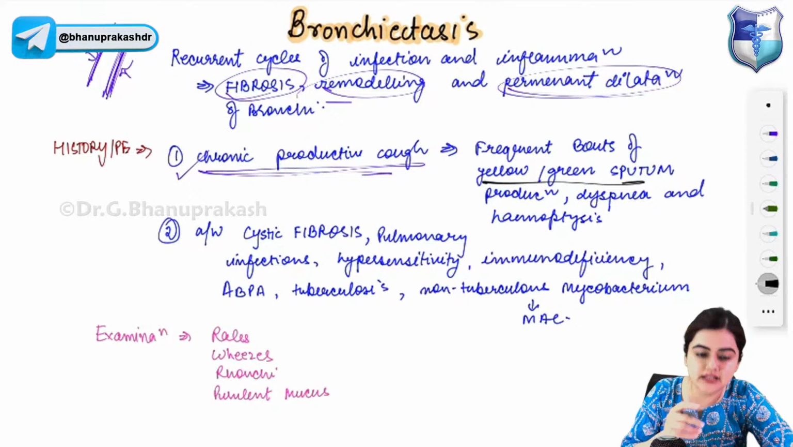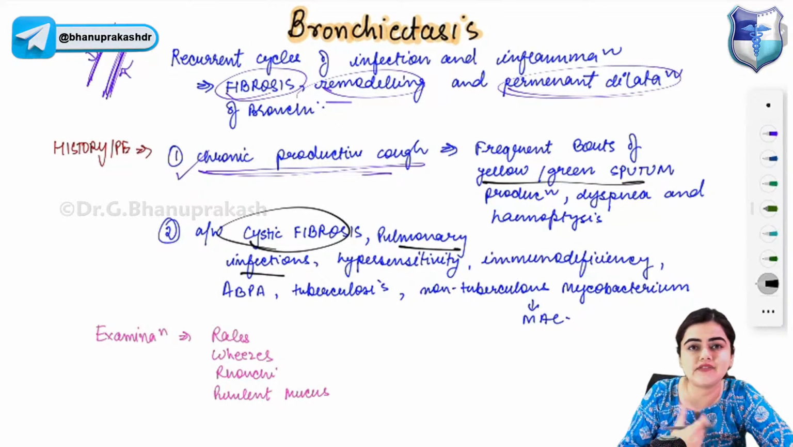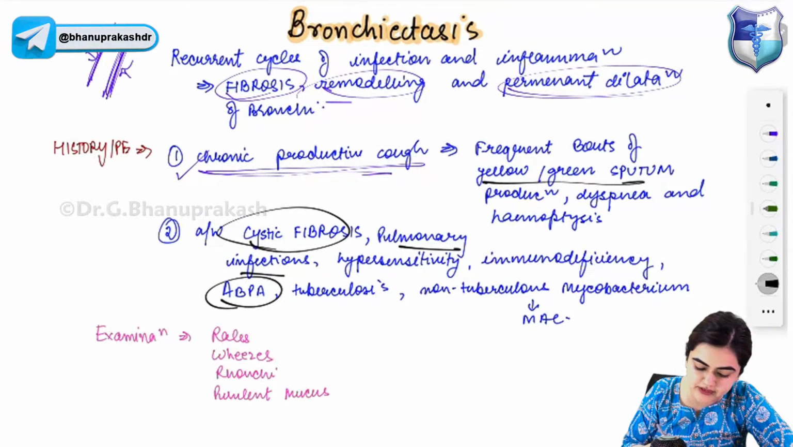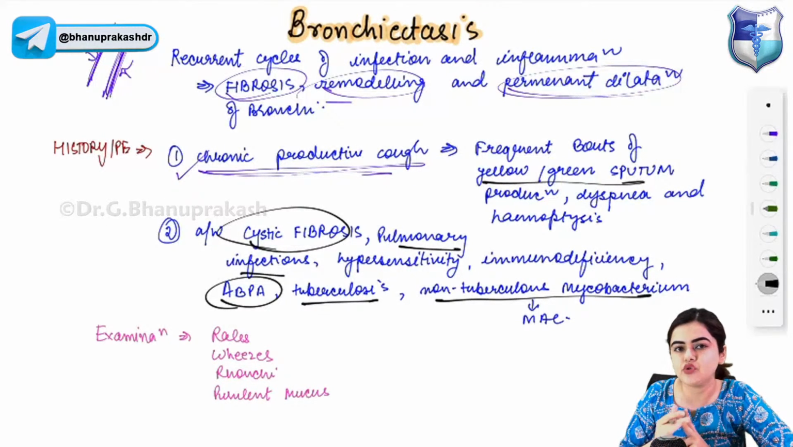Bronchiectasis is associated with cystic fibrosis and pulmonary infections, hypersensitivity, immunodeficiency, allergic bronchopulmonary aspergillosis, tuberculosis, and non-tuberculous mycobacterium, that is Mycobacterium avium complex. These are the associations of bronchiectasis.